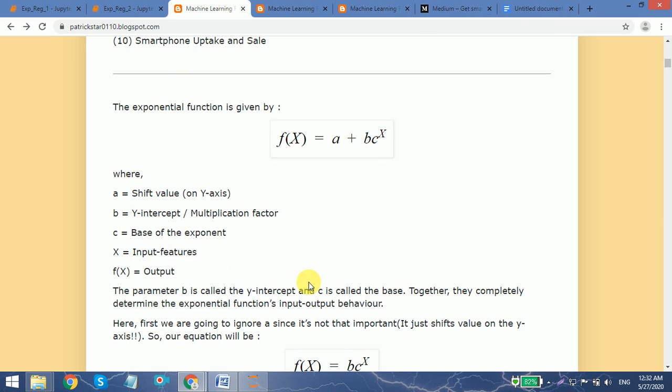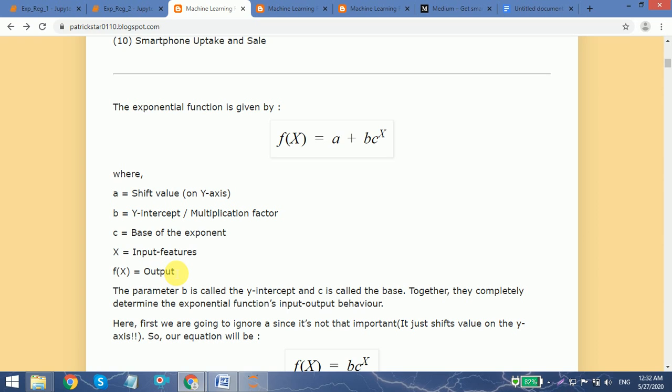So first of all, we need to know how an exponential function is defined. An exponential function is defined as f of x equals a plus b into c raised to x, where a is the shift value, b is the y-intercept or multiplication factor, c is the base of our exponent, x is the input feature, and f of x is our output.